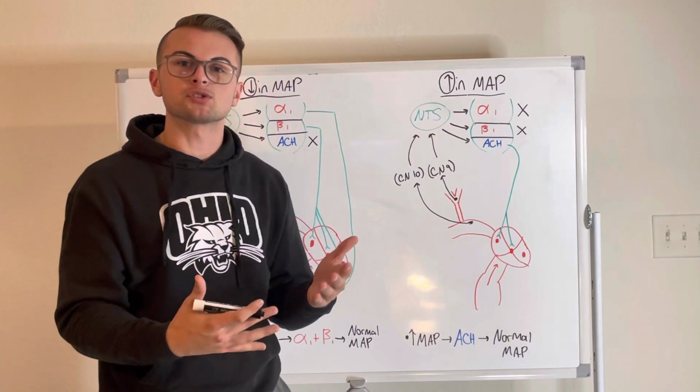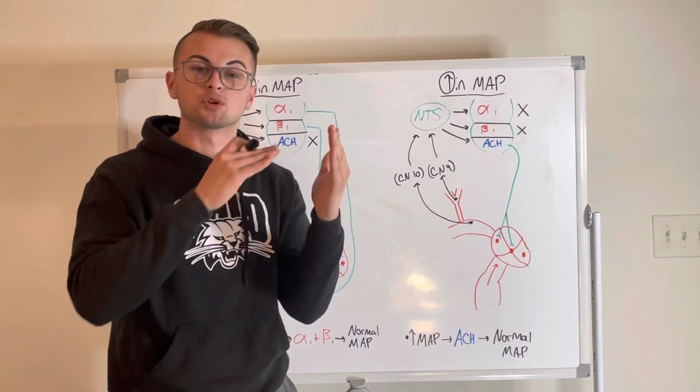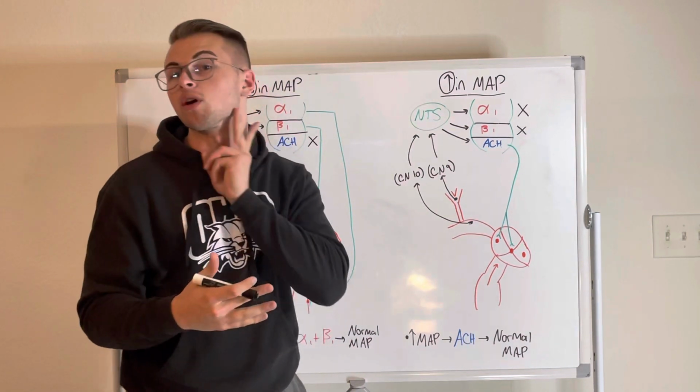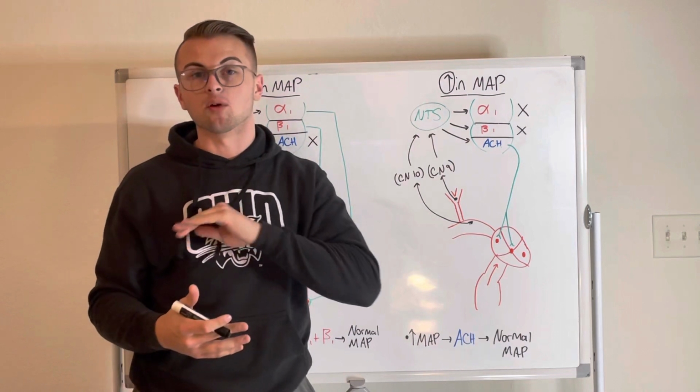Now, what are baroreceptors? Well, baroreceptors are simply receptors that respond to pressure. So we have these baroreceptors in our carotid sinus and our aortic arch.